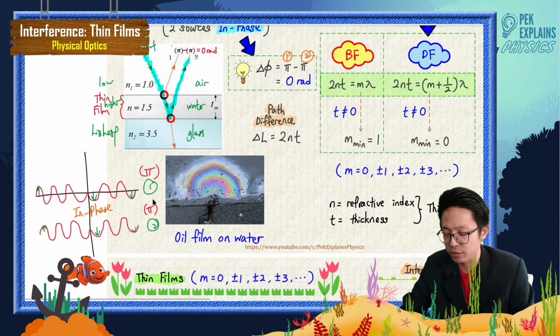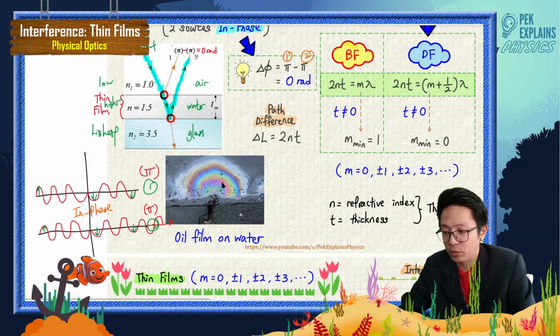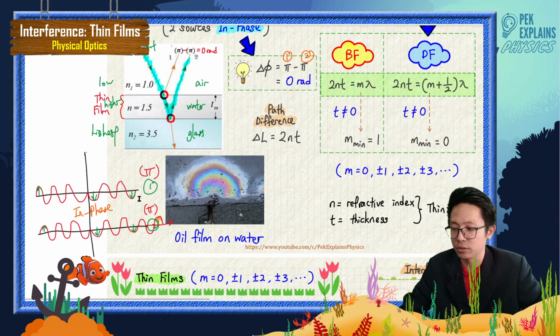So path 2 travels an even longer distance. So they may end up anti-phase. Understand or not? They may end up anti-phase. In the end, wave 2 travels a longer distance, and maybe they end up in antiphase. So they also cause destructive interference.